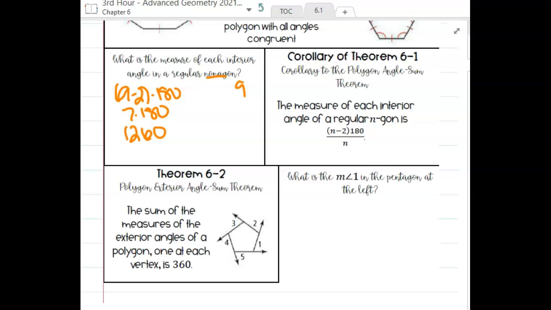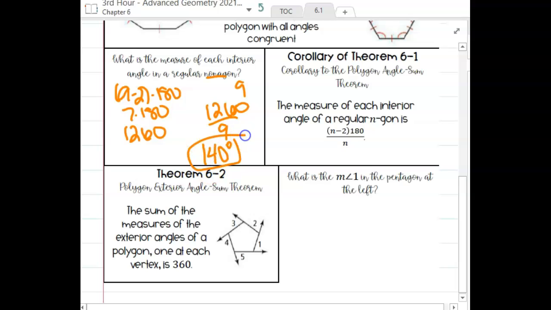Now, that's the sum of all of the angles, all 9 angles in this figure. So if I want to find the angle measure of just one of them, that's why we divide by n. That's why we divide by 9. We would take 1,260 and divide by 9, and we get 140 degrees. If it's a regular nonagon, every single angle is going to measure 140.